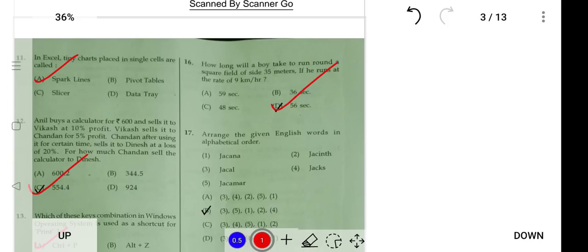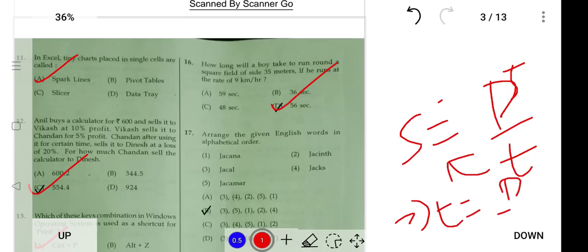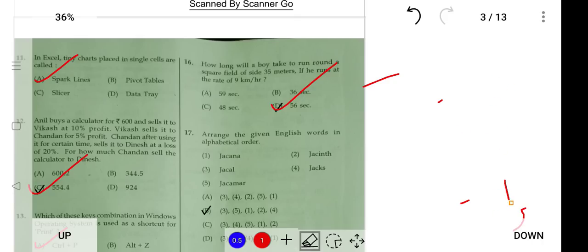Simple, the length is given as 35 meters and the rate of speed is 9 kilometers per hour. So we know that speed is equal to distance by time. Speed is equal to distance by time. So time is equal to distance by speed. Distance is 35 meters and speed is 9 kilometers per hour. Convert the units to meters and seconds, and you can make out the answer.